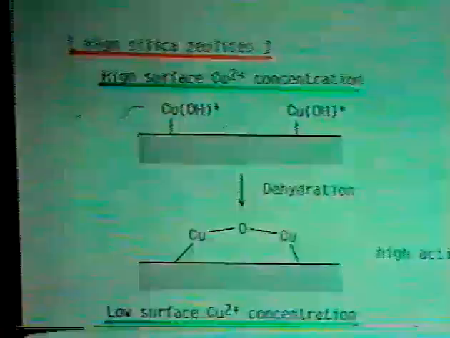I like your proposal of a copper dimer, but I have some difficulty seeing how it's formed. With a silicon to aluminum ratio of 23 in ZSM-5, I need to have one aluminum per channel intersection. If you put one copper into each channel intersection, how do you form a dimer? The copper-copper distance? Yes. Copper.